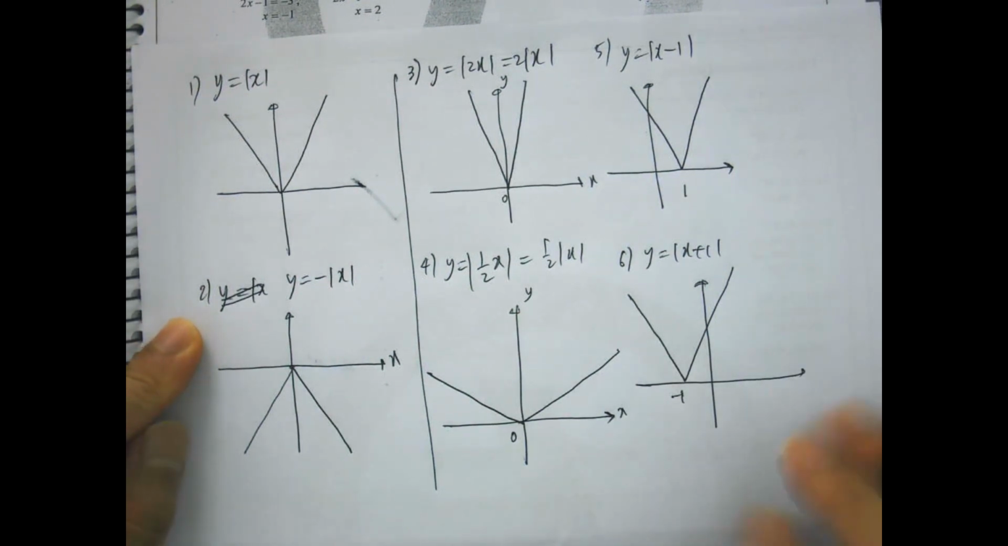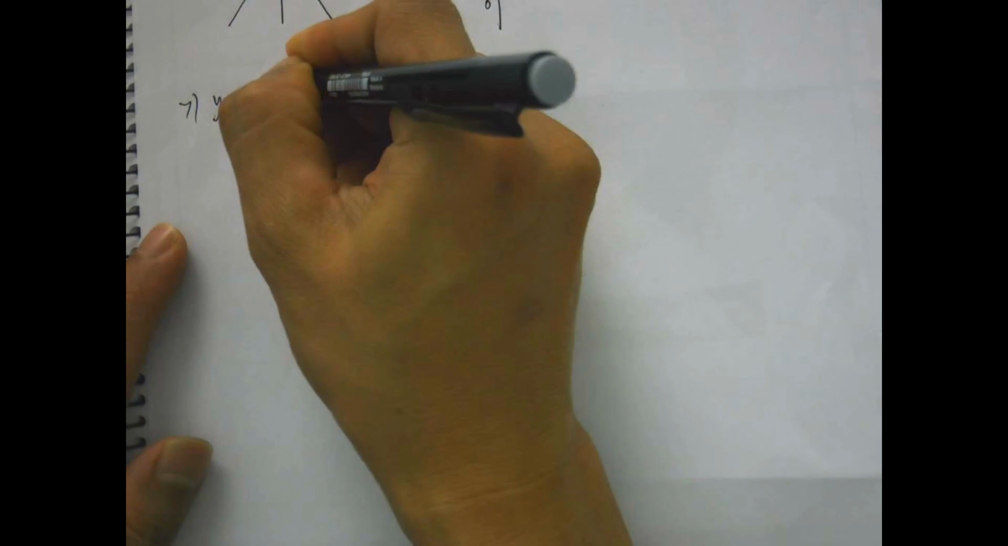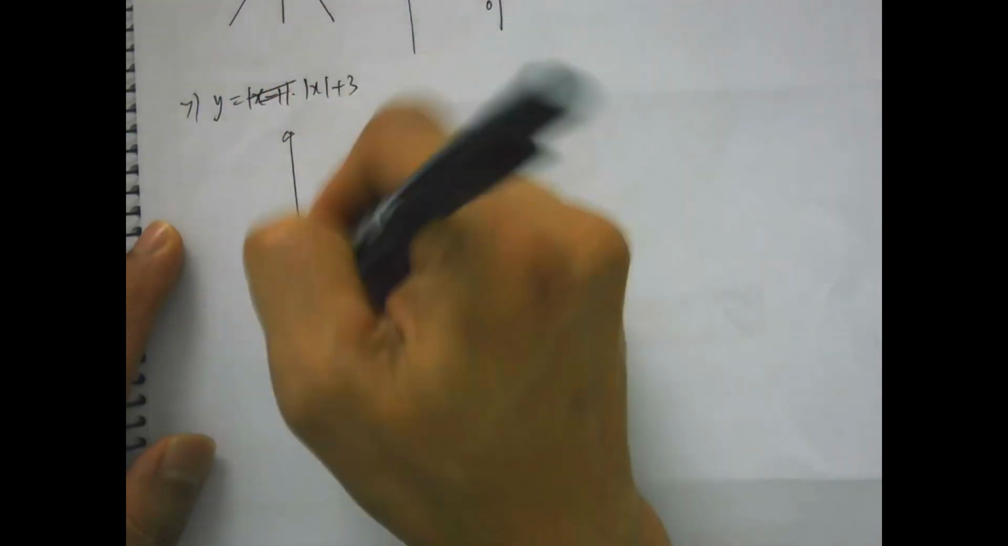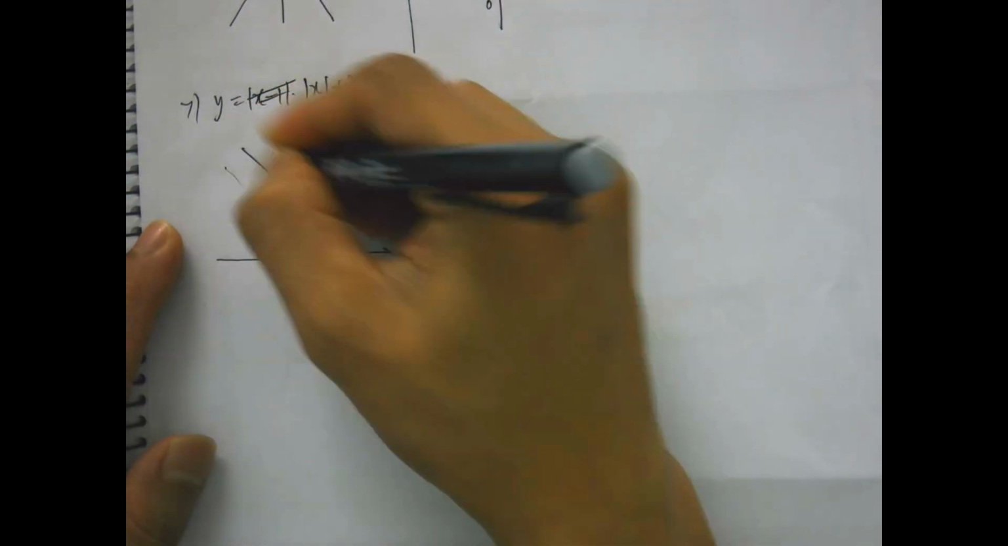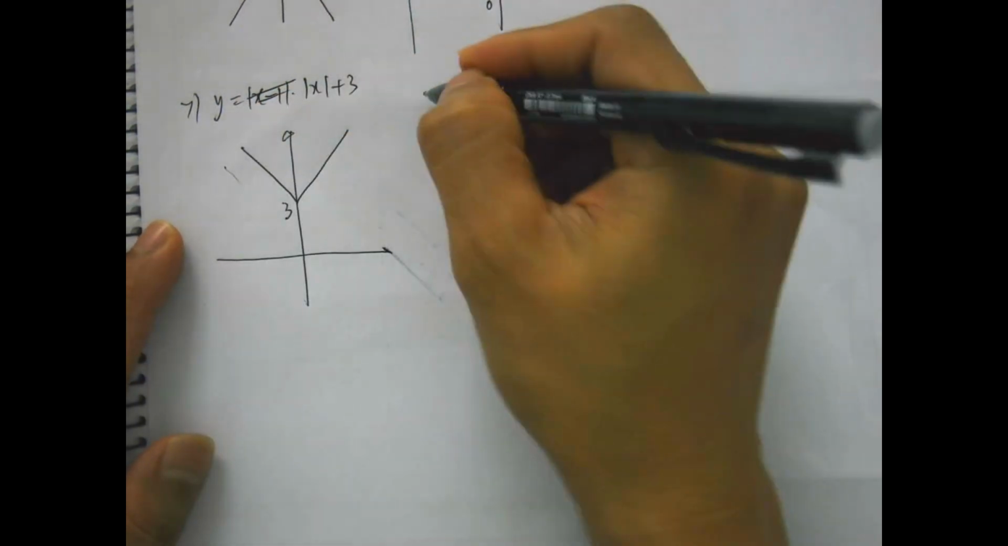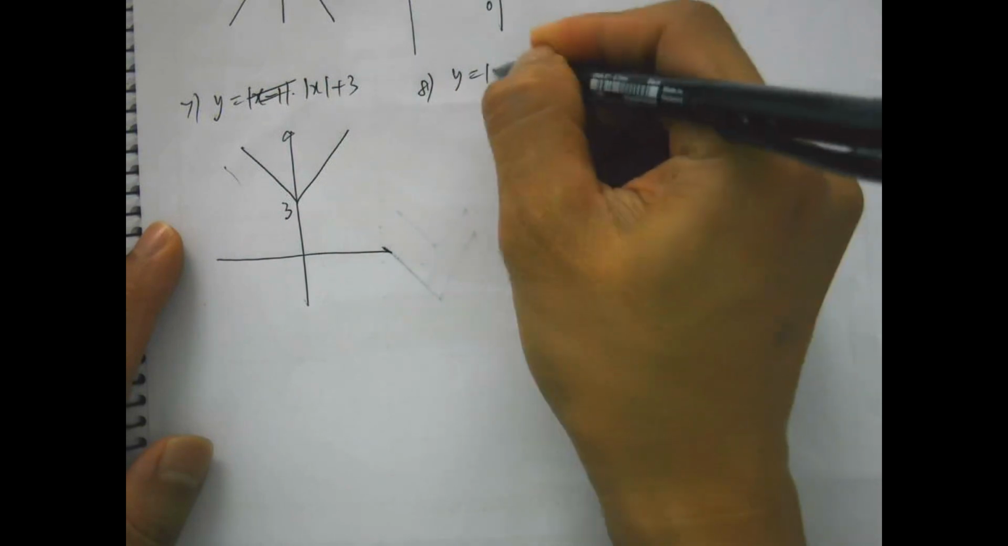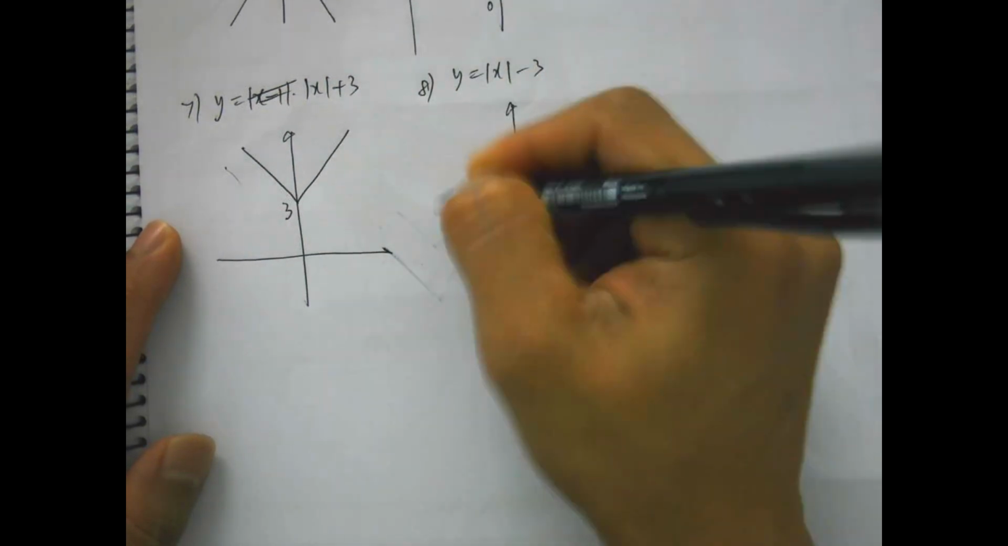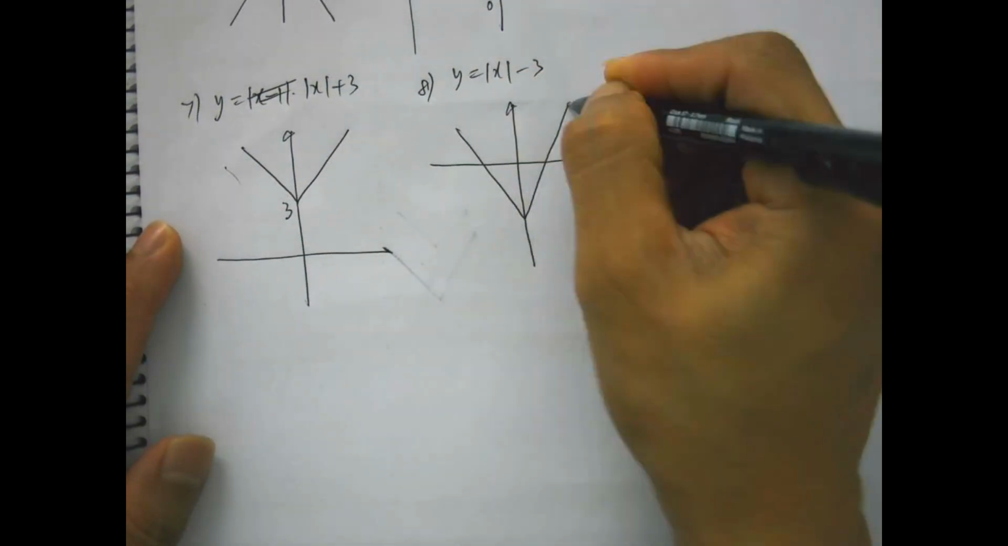1. Okay, sorry, I don't have space. I'm going to 7, 8 over here. Number 7. What happens if I modulus x minus 1? Modulus x plus 3. So I'm going to take the original V-shaped graph and I shift it up by 3. And number 8, when you have modulus x minus 3, you are shifting it down by 3.